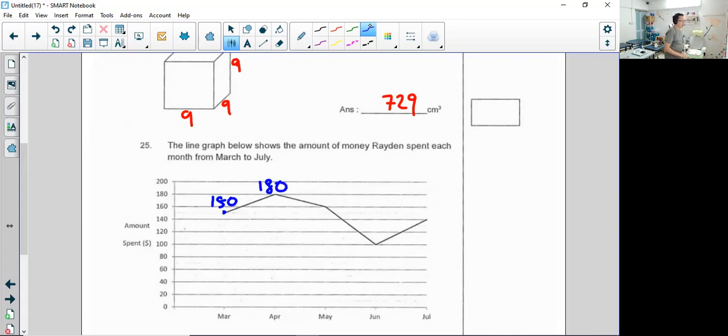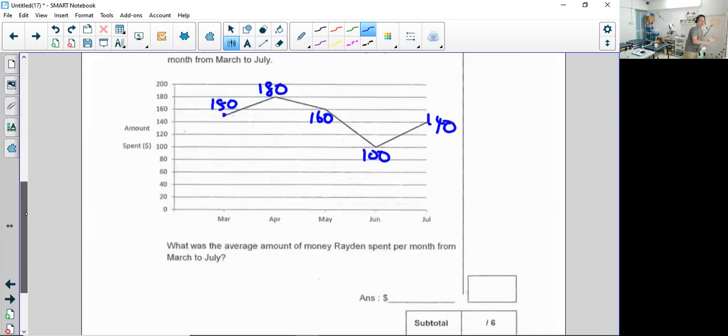And then April is 180. And then your May is 160. And then your June is 100. And then your July will be 140. Okay, so the graph shows the amounts of money Radon spent each month from March to July. So what was the average amount of money Radon spent per month from March to July?